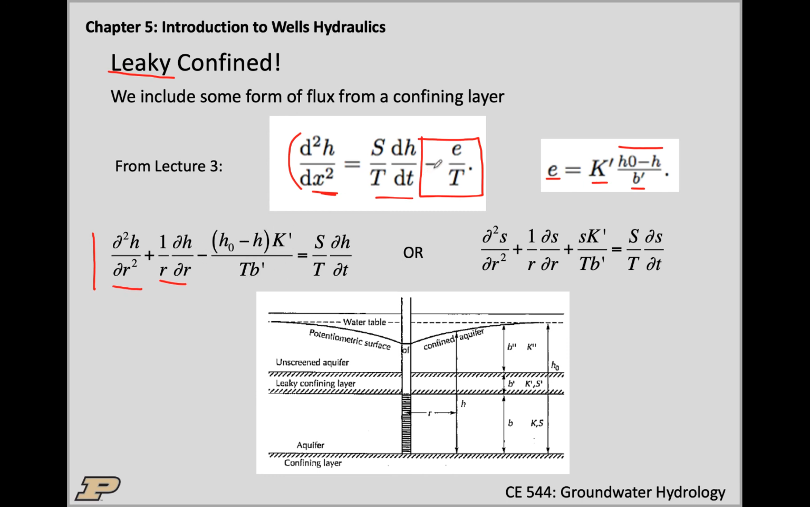Now we replace the E over T with the expression of E here into the equation. And of course, the transient part doesn't change, right? So this is the whole expression. Now we can write it as a function of drawdown instead of head.